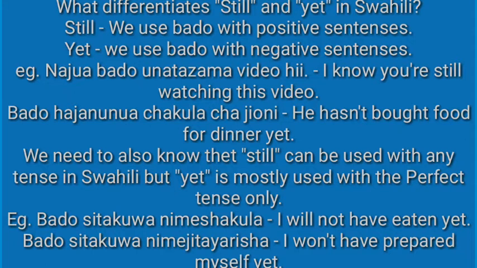Example, najua bado unatazama video hii. I know you are still watching this video. This is a positive sentence. Okay? Najua bado hajanunua chakula cha jioni. This is a negative sentence. Hajanunua. So it has to be yet. He hasn't bought food for dinner yet. I know he hasn't bought food for dinner yet.